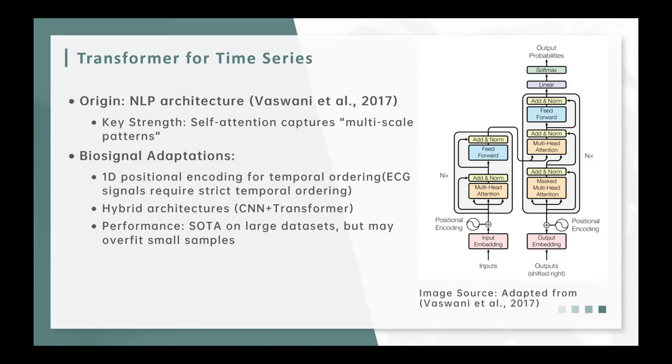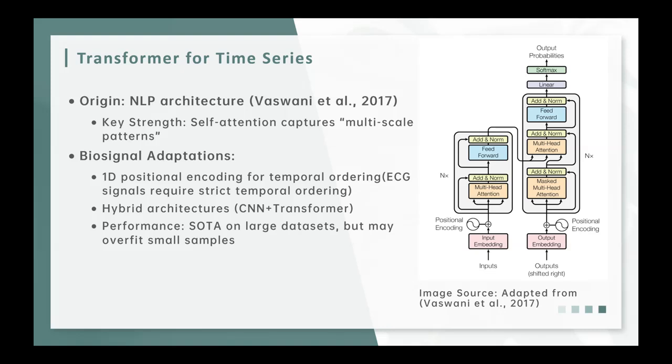In my study, I used the transformer model. This method was first introduced in 2017 by Vaswani et al. for natural language processing. Its key strength is the self-attention mechanism, which allows it to capture both local and global patterns in the input. This is especially useful for complex signals.